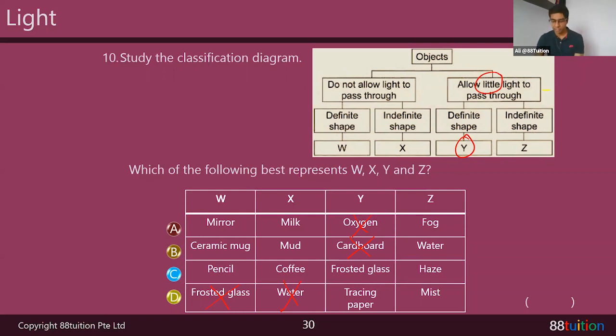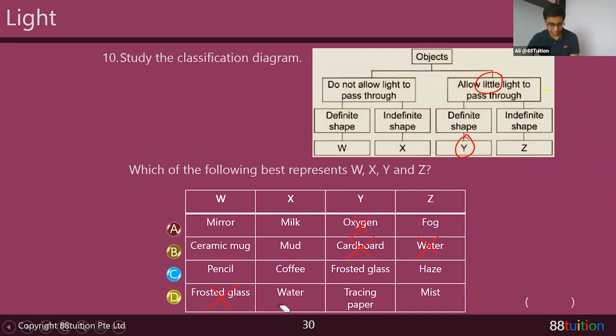And finally, Z must be translucent and also have indefinite shape. So it allows little light to pass through. All of them allow little light to pass through. All of them have indefinite shape. So all of them can be the answer. Fog, water, haze. In fact, water allows all light to pass through. Water allow or don't allow? Water allows, but it's wrong because you have indefinite shape.